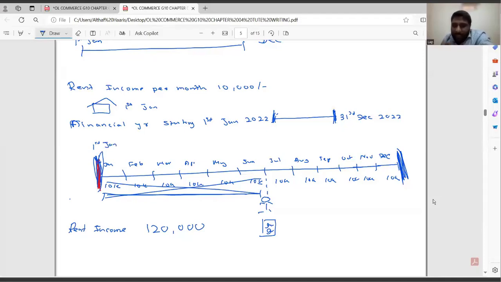What is the last day of the accounting period? 31st December. But the room is given for rent only for how many months, Afti? You tell me. July 1, August 2, September 3, October 4, November 5, December 6. 6 months.